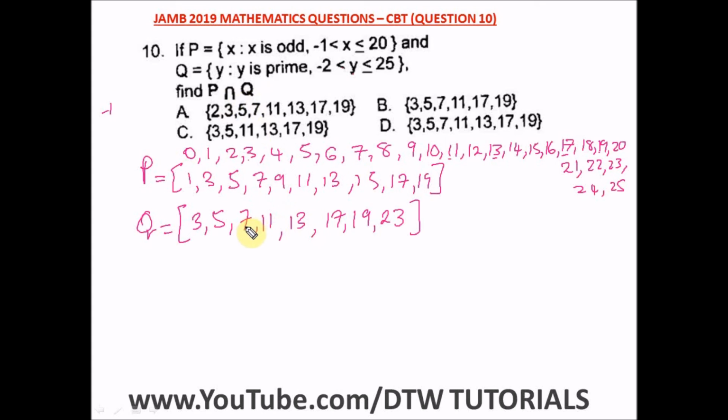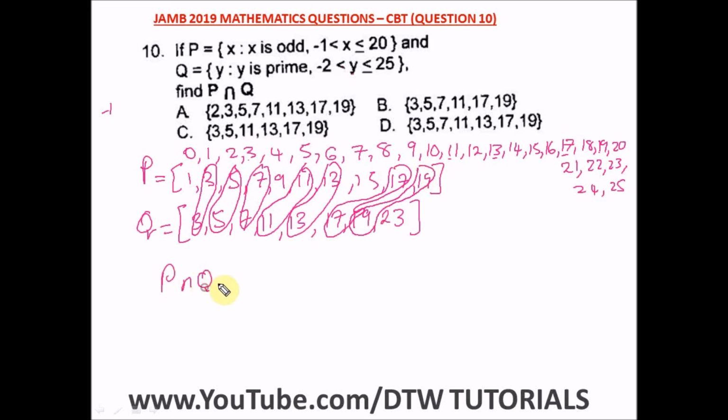You know what we mean by intersection? That's what is common to P and Q. So we have 3 is common, we have 5, we have 7, we have 11, we have 13, we have 17, and we have 19. So our P intersection Q is equal to 3, 5, 7, 11, 13, 17, and 19. So this is our answer. And our right option is option D.